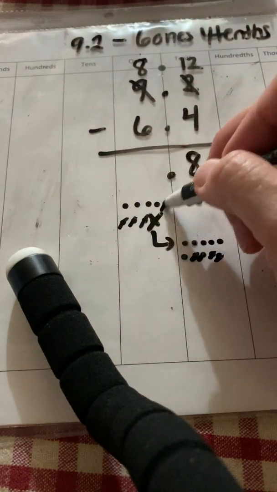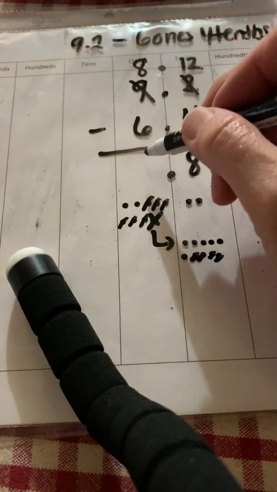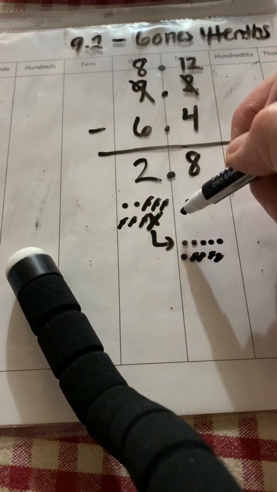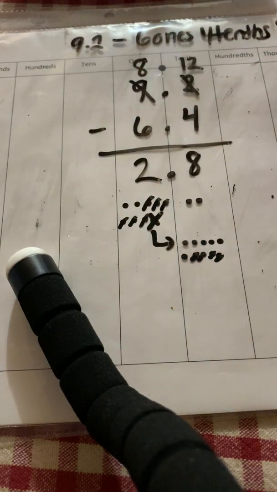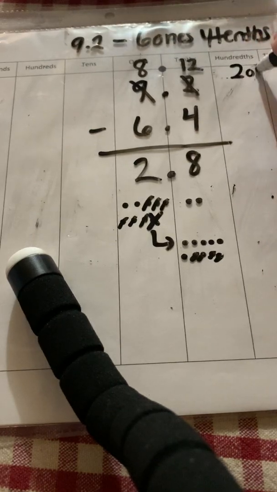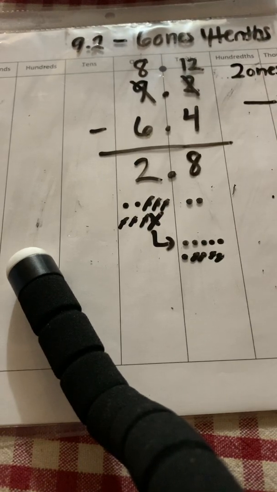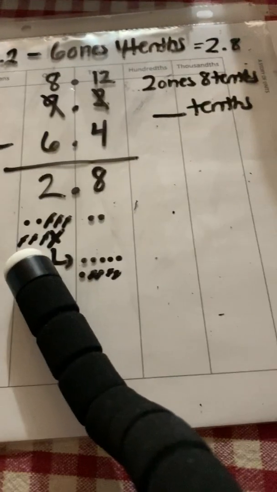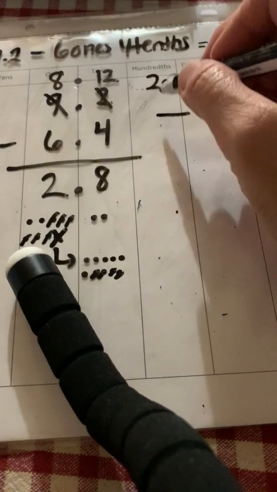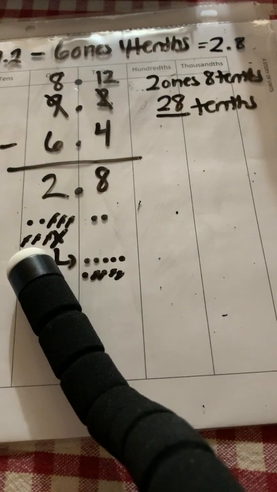1, 2, 3, 4, 5, 6. 8 ones take away 6 ones equals 2 ones. My answer is 2 and 8 tenths. I could write 2 ones, 8 tenths. I could also write this as just tenths. What would it be? That's right, 28 tenths. All right, you guys are doing a great job.